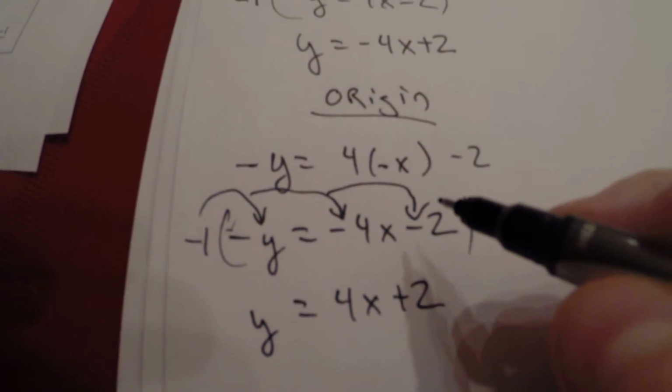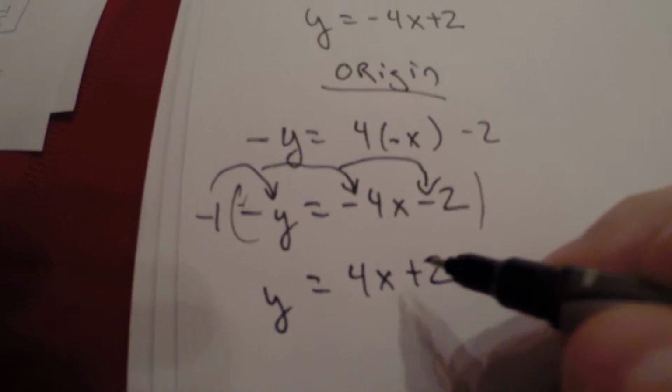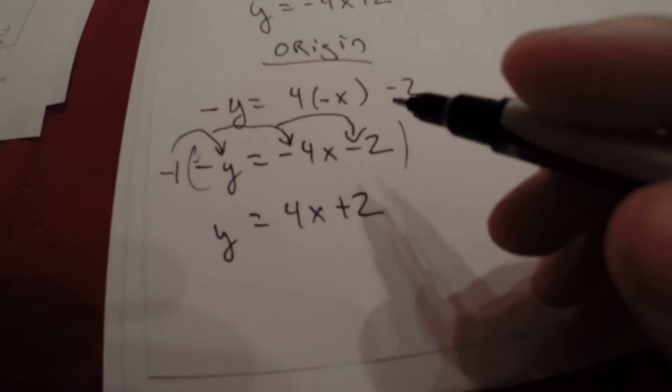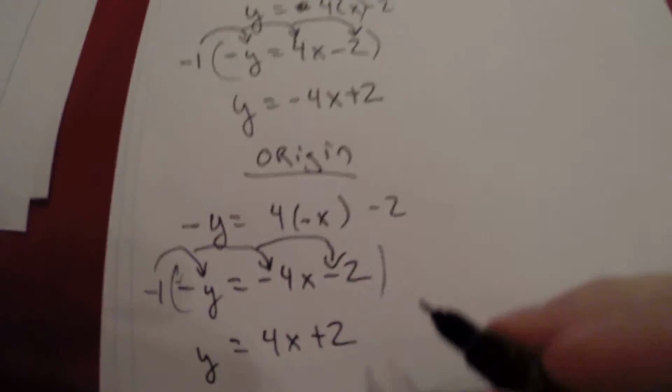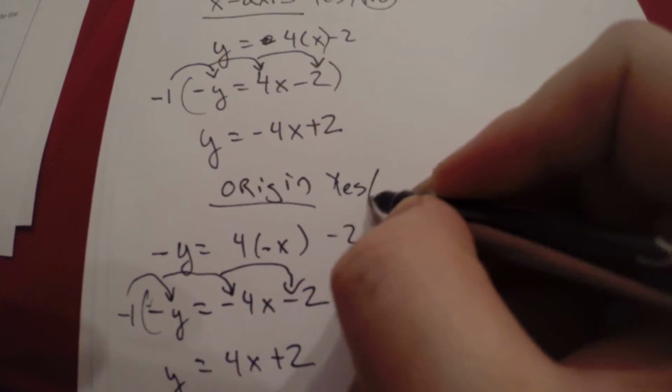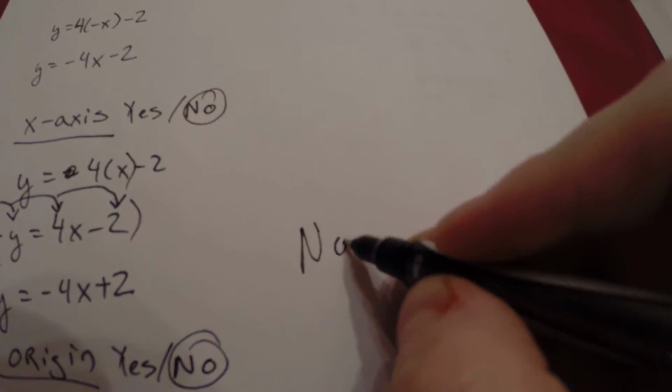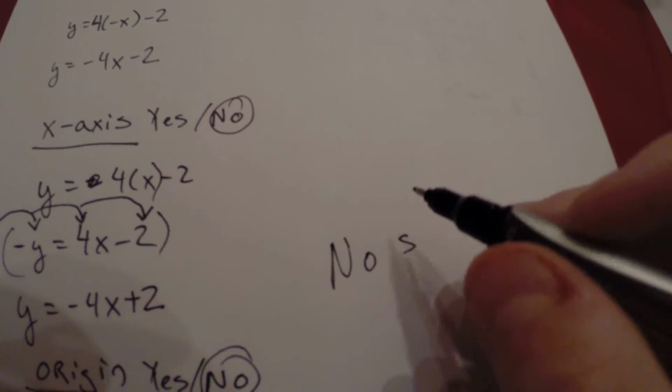Now if you look at it, you've got plus 2 here, but in the original equation you had minus 2. So again, that's not right. So you can deduce whether yes or no. Again, it's going to be no. So there is no symmetry here.